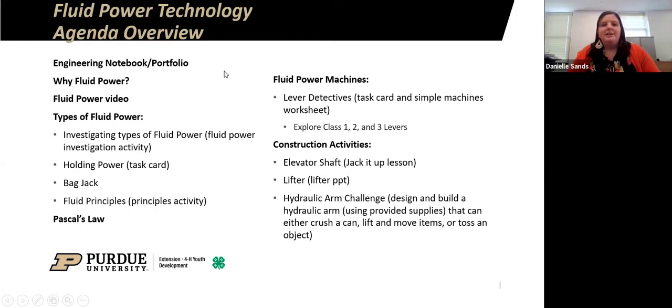So just a tip for you is an engineering notebook or portfolio may be helpful. And we'll talk about that in a minute. We're gonna talk about why fluid power and go into different types of fluid power. We're going to talk about Pascal's law and investigate different levers and fluid power machines, and then go through the construction activities. So lots to do. And I didn't put any breaks here into the schedule because I didn't know how things would flow. So if there comes time where you need a break, just say so and we can stop.